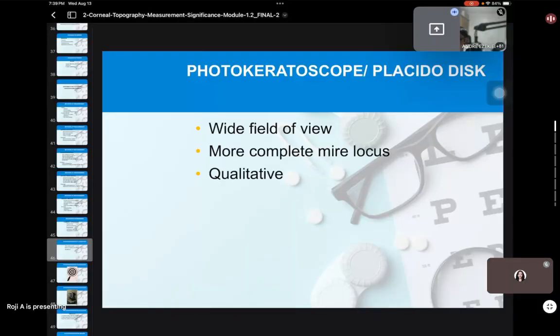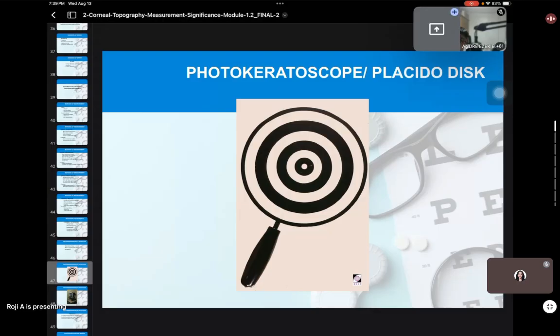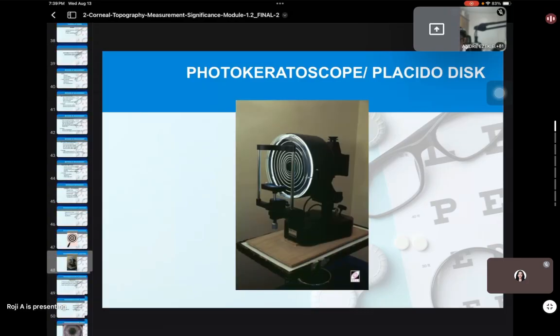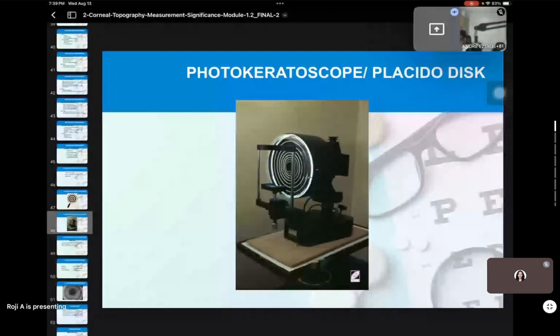So this is how it looks like. It has a wide field of view, more complete mires. Not only do you see the central 3 millimeters, you go beyond that. Okay? And it is qualitative. So this is an example of your Placido disc. It's a concentric ring from small to big, because you already know you want to measure from center all the way to the periphery, right? So this is a topographer.